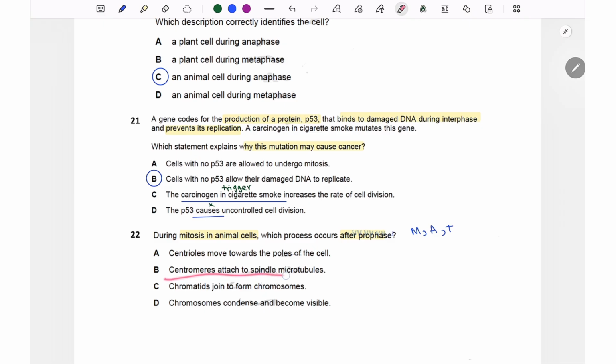Next one, centromeres attach to spindle microtubules. That is right. This happens after prophase. So this is going to be our answer, but let's see why not the other ones. Chromatids join to form chromosome. This does not happen. The DNA replicates during S phase. So this is not going to be the one. Chromosomes condense and become visible. Condensing, this is again prophase, so not the answer.